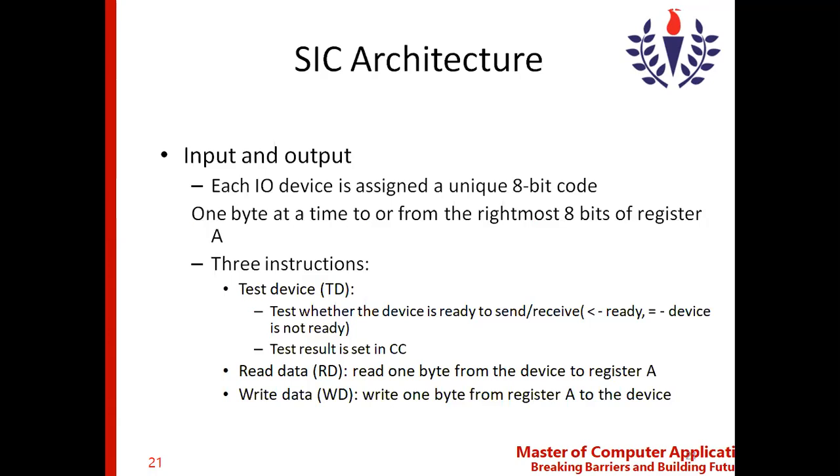For these, there are 3 different instructions to be used: TD, RD, and WD. These are the instructions used while we perform input or output operations. Okay, so this is about the SIC machine architecture. Similar to the SIC machine architecture, we have SIC/XE also.